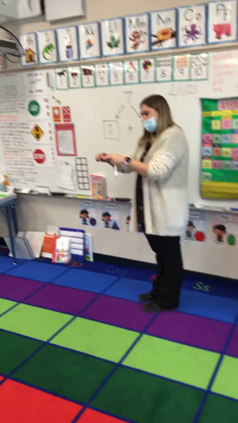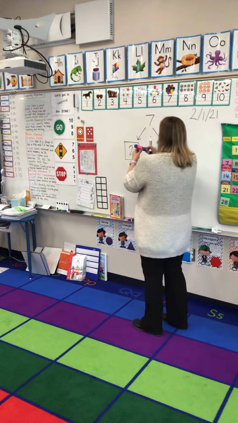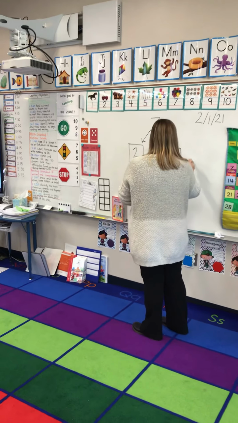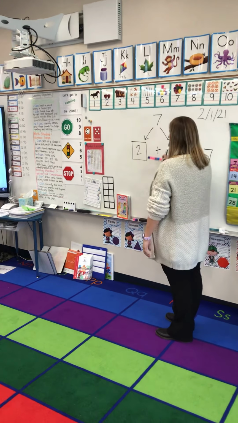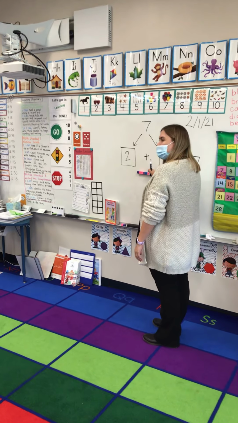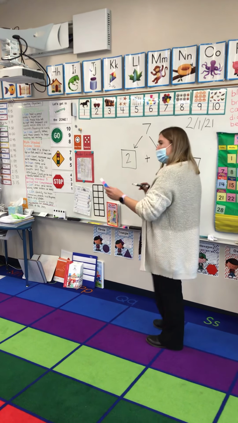Thank you, Ava. How did you know that so fast, Jazzy? We put them back together and we have 7. We didn't do anything. We just split these 2 numbers apart. Do you think we could do it a different way? 2 and 5 is 7.